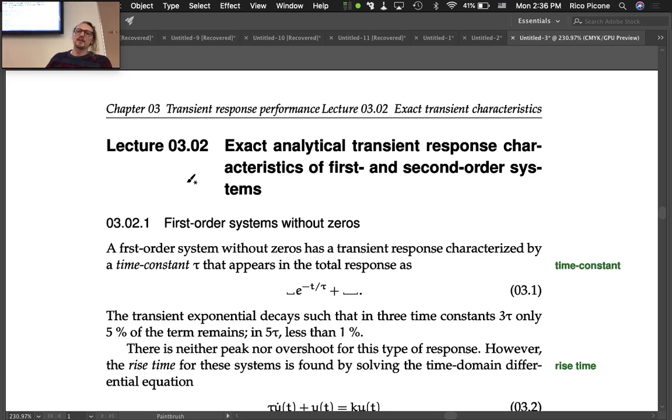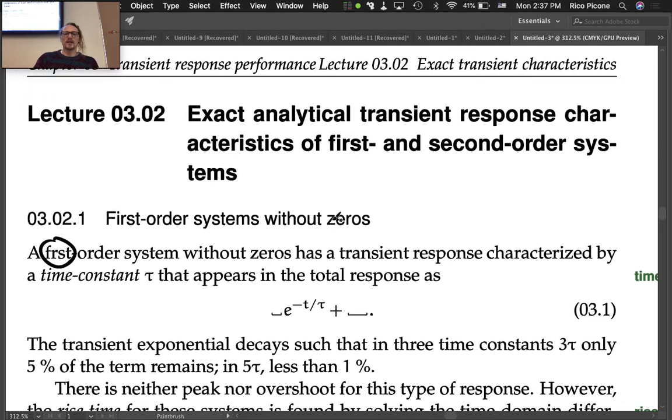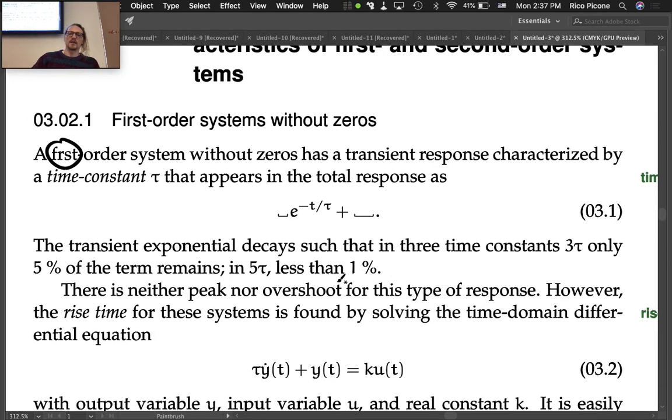So let's look at first order systems first, without zeros. I've got this typo, which is really great. A first order system without zeros has a transient response characterized by a time constant that appears in the total response as being the divisor of time and the exponent of the exponential term. The transient exponential decays such that in 3 time constants, 3 tau, only 5% of the term remains. In 5 time constants, less than 1% remains of the transient term.